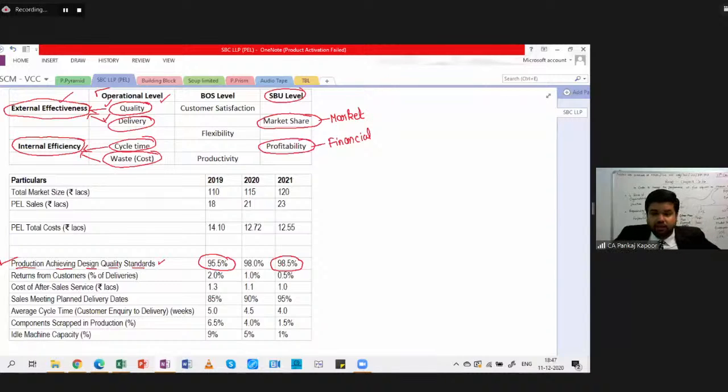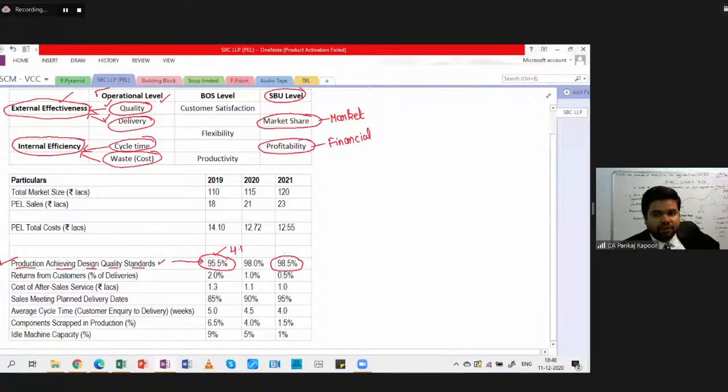Quality enhances. This is the data for the year 2019. How many of your products meet the standard? 95.5%. It means how much is the wastage? 4.5%. Here, how many of your products meet the quality standard? 98.5. It means wastage is how much? The wastage is only 1.5. Whether your quality improves or reduces, because you are generating less waste, it means your quality improves.